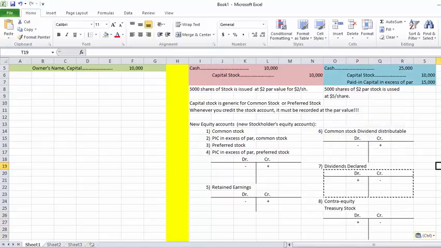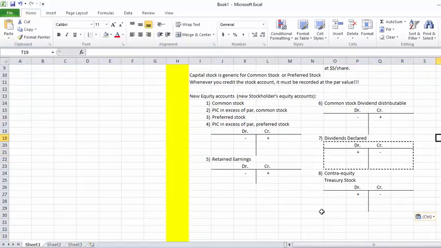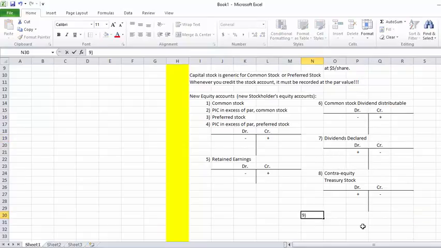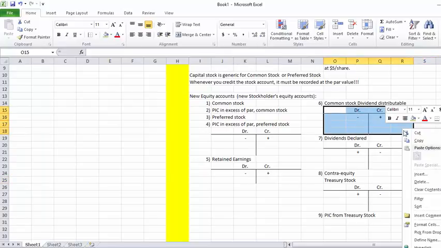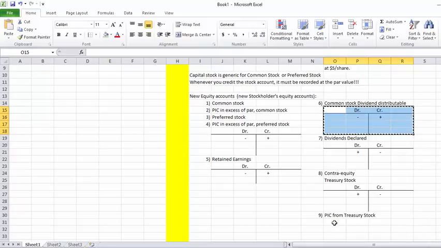Okay. And then last but not least, let me give you one more. And we'll call this a 9th new account that's in the mix between this chapter and the next chapter. And this is a sidekick to treasury stock, and it's a PIC account again. PIC from treasury stock. And the PIC from treasury stock is a normal equity balance carrying a credit balance.